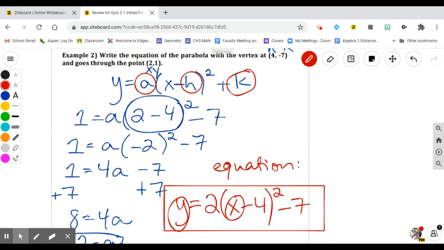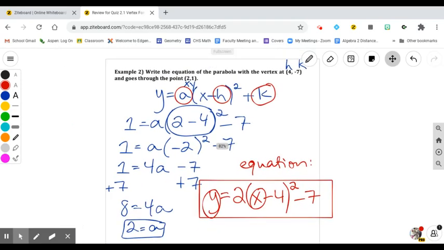Your answer must have an X and a Y. I cannot say that enough. Still, some of you are just plugging in all the numbers. Anytime you're writing an equation of any kind, a function, it must have an input and an output. That's your X and your Y. So there's one more example of that.